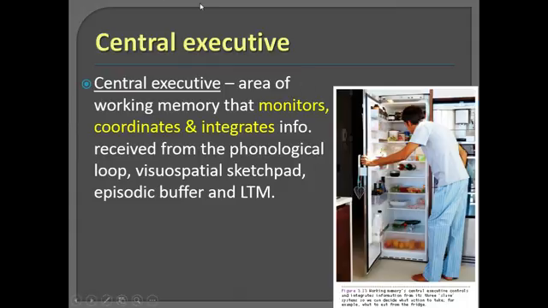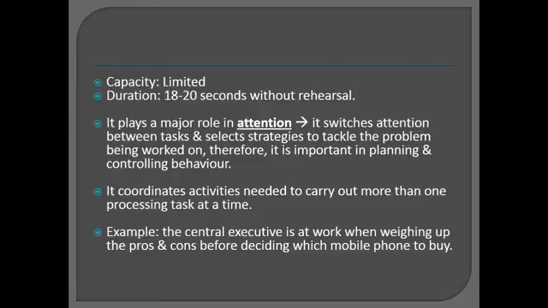And lastly, we have the central executive. This is the area of working memory that monitors, coordinates, and integrates information from all of the different parts: the phonological loop, the visuospatial sketchpad, the episodic buffer, and long-term memory. I think of it like the boss man. It has a limited capacity and 18 to 20 seconds duration. And it plays a major role in our attention, being able to switch attention between different tasks or tackling a problem. Whatever is important, he's like the boss. He oversees all of the other parts and tells them what they need to do.